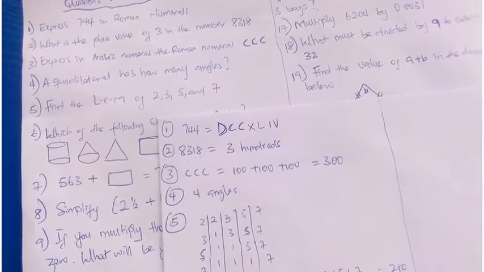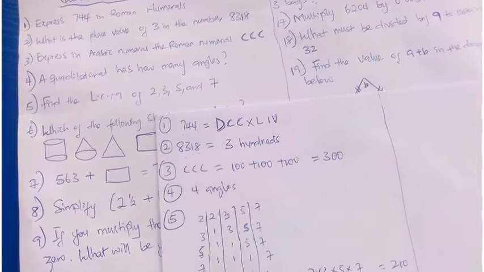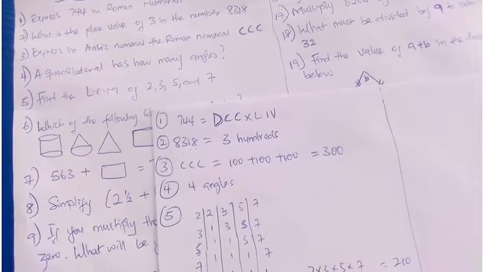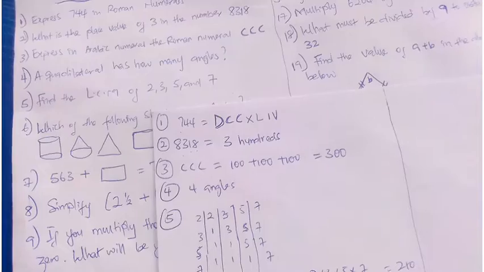Number 4 question says, a quadrilateral has how many angles? Now, a quadrilateral is a shape with 4 sides, and in that case then 4 angles. So the answer there is 4 angles.